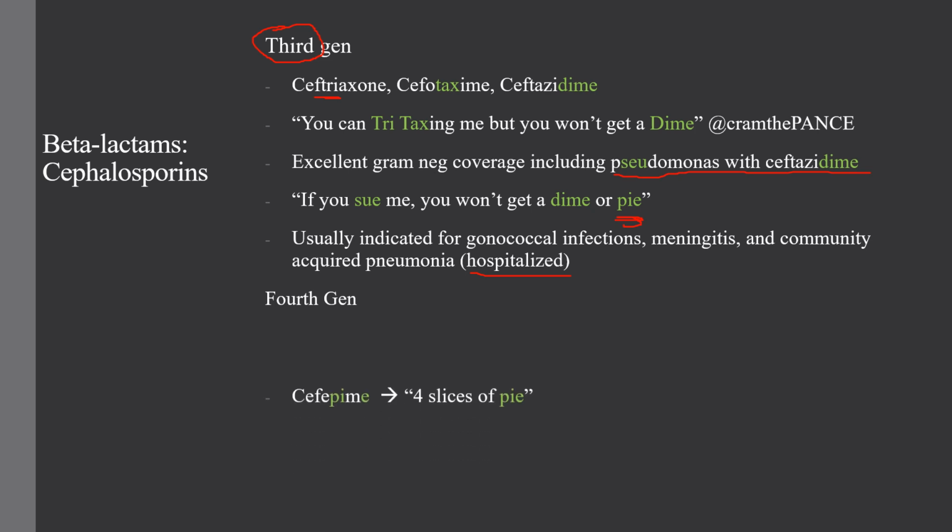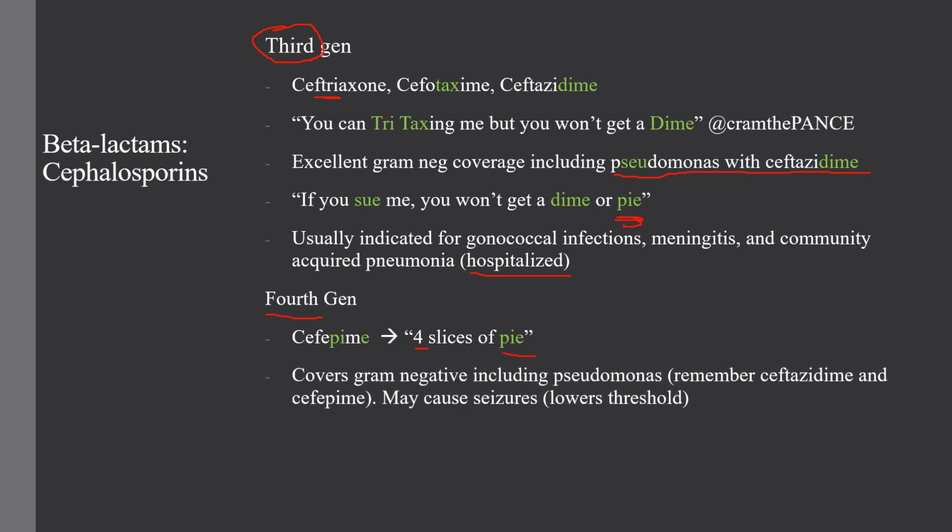Okay, so now on to your fourth gen, cefepime. The way I remember this one is the four slices of pie. Fourth referring to the fourth generation, and pie referring to cefepime, which I also underlined here with: if you sue me, you won't get a dime or pie. The reason I split that is because it also covers Pseudomonas and other gram negatives as well. So try to remember that of the cephalosporins, it is ceftazidime and cefepime. Just another thing to know, it can cause seizures because it lowers the seizure threshold as well.